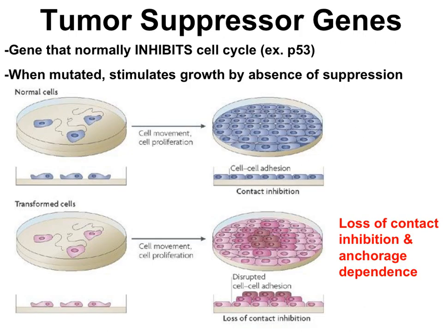Besides proto-oncogenes turning into oncogenes, the other type of gene class that is involved in cancer is called tumor suppressor genes.